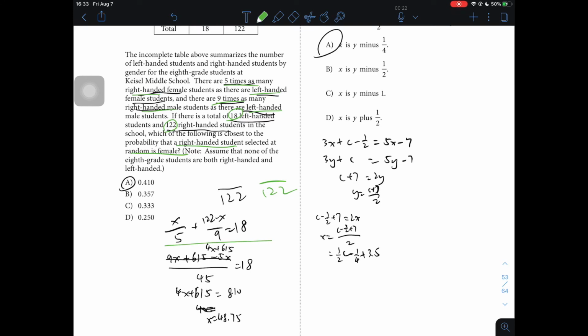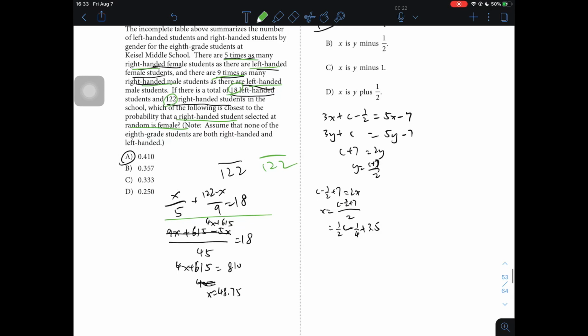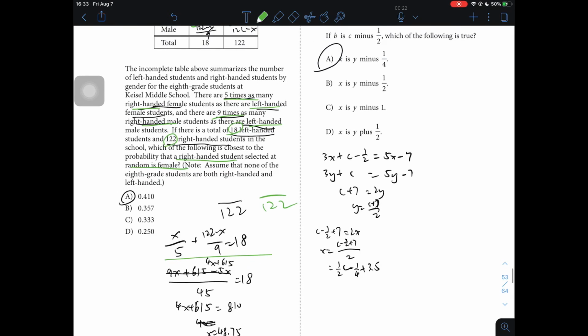Now just put in a little equation. What's the left hand female? x over 5. And what about male? (122 minus x) over 9. So x over 5 plus (122 minus x) over 9 is 18. Now you solve the equation, x is this, and you put the number over 122. And the answer is A.